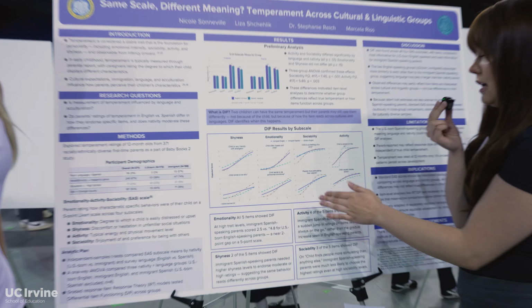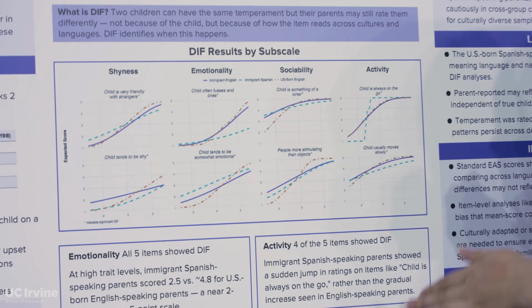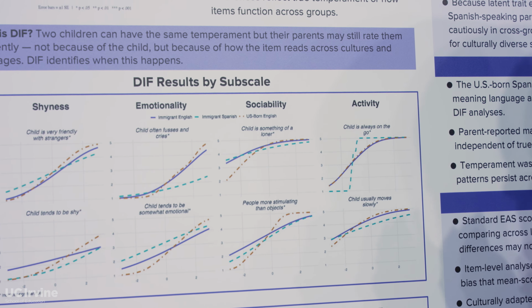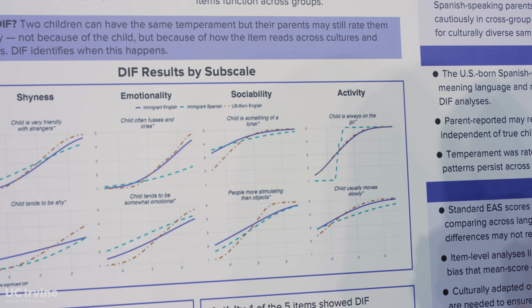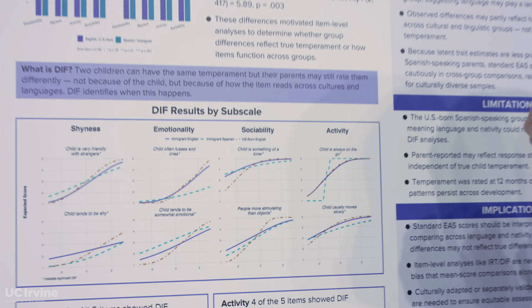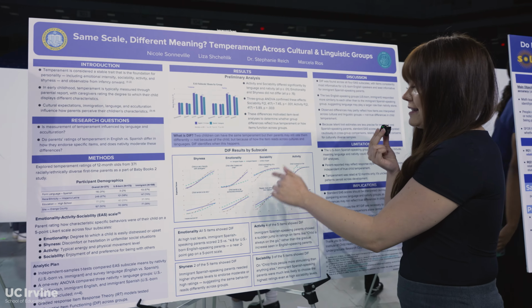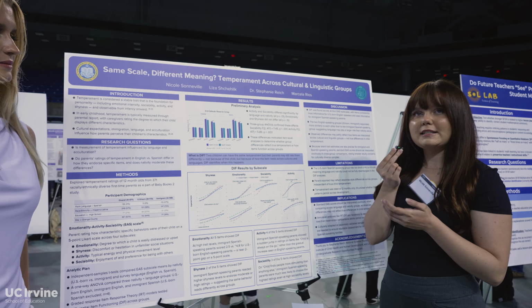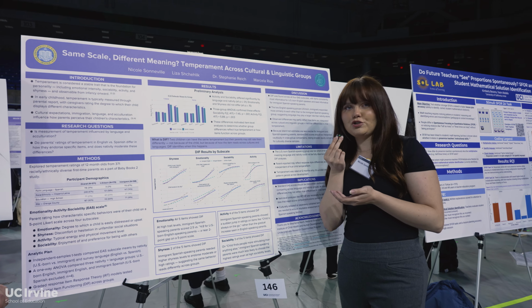Looking at sociability, 3 of the 5 items show DIF, a kind of similar story of the immigrant Spanish speakers being more reluctant to rate highly. And also something interesting we see is that the immigrant English and immigrant Spanish-speaking curves are very similar. So this suggests that culture may play a very large part in how sociability is perceived in children.